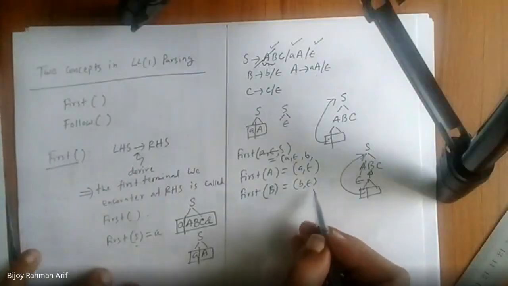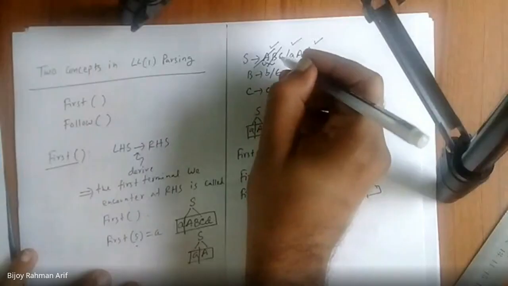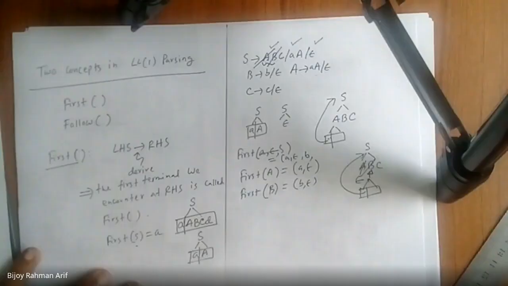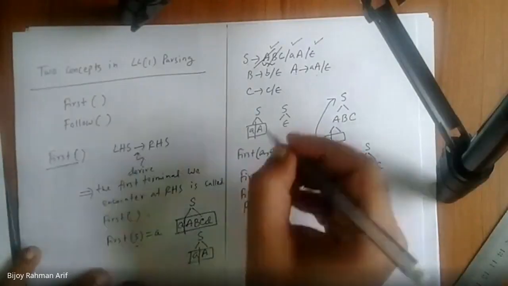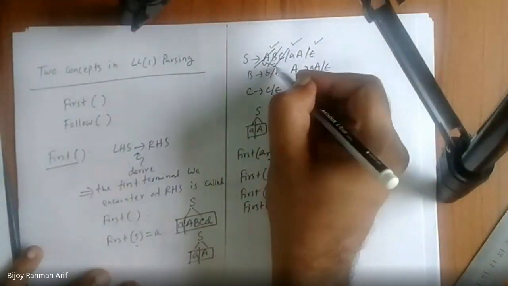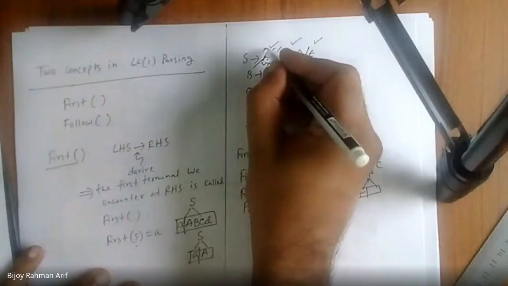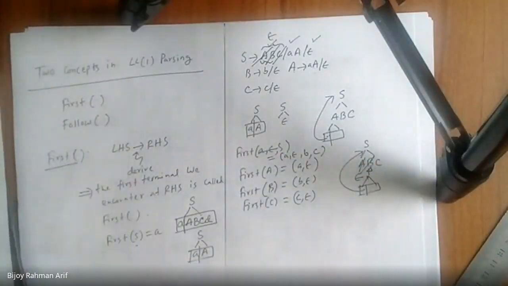Now again B can be epsilon, so B can also be vanished. If B is vanished, then what happens? We get capital C. So what is first of C? Either small c or epsilon. Then small c should also be there. If you put epsilon, then this one is also vanished. Then we get a big epsilon, and epsilon is already there. So we have done. These are all the rules I have defined with you.